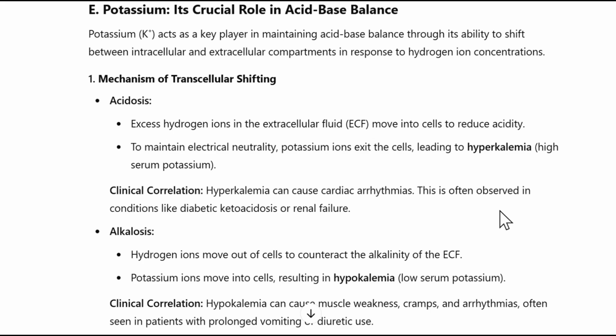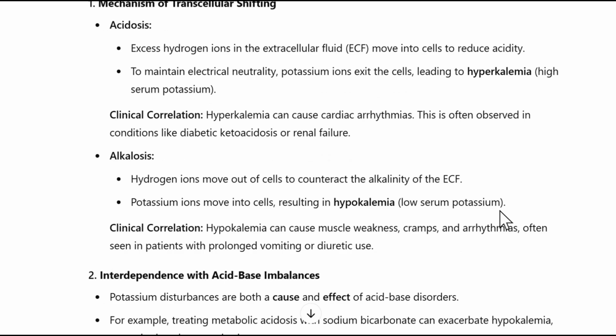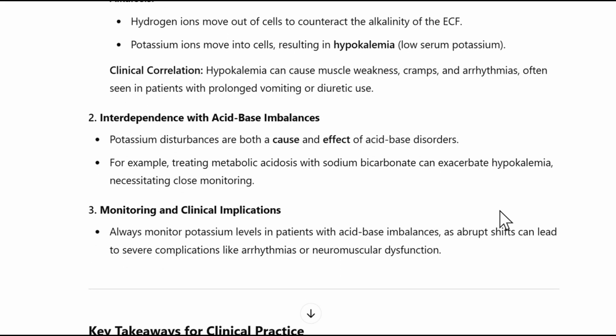Alkalosis. Hydrogen ions move out of cells to counteract the alkalinity of the ECF. Potassium ions move into cells, resulting in hypokalemia, low serum potassium. Clinical correlation. Hypokalemia can cause muscle weakness, cramps, and arrhythmias, often seen in patients with prolonged vomiting or diuretic use.